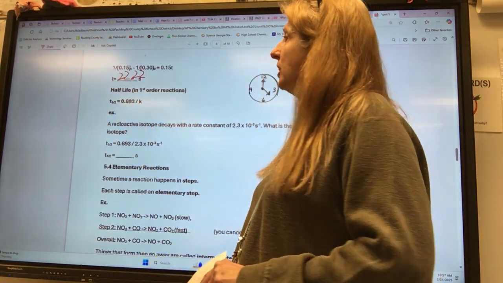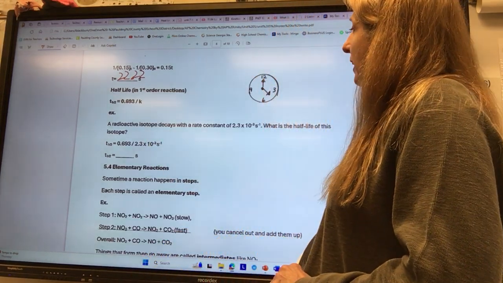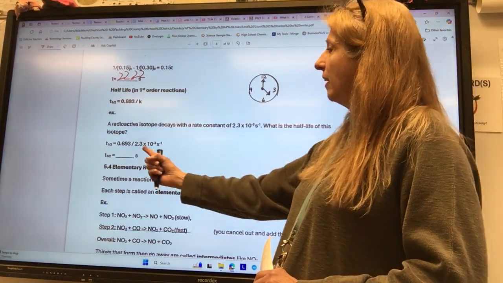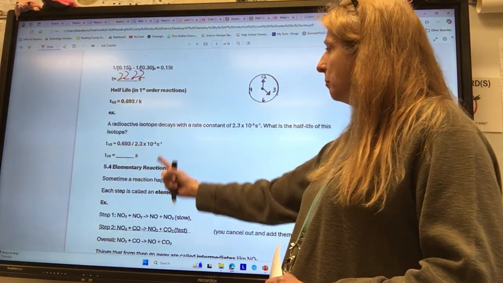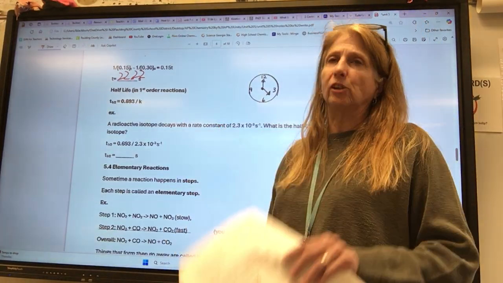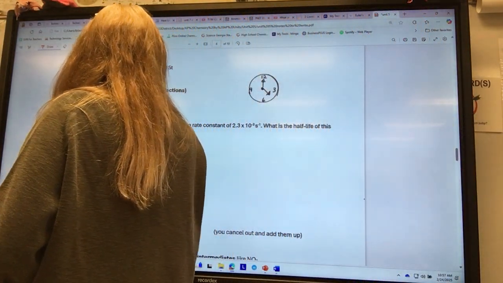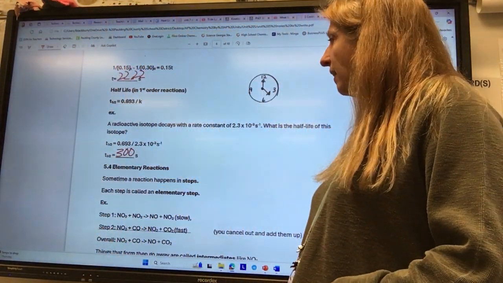Okay, so this is the formula. It's just like that on your AP reference sheet, and here's a problem. A radioactive isotope decays at a rate constant, so that's our k. What is the half-life? All you do is do 0.693 divided by the number they give you. Everybody give it a try and see if you get the answer. It should be 300 seconds. Everybody try it on your calculator.